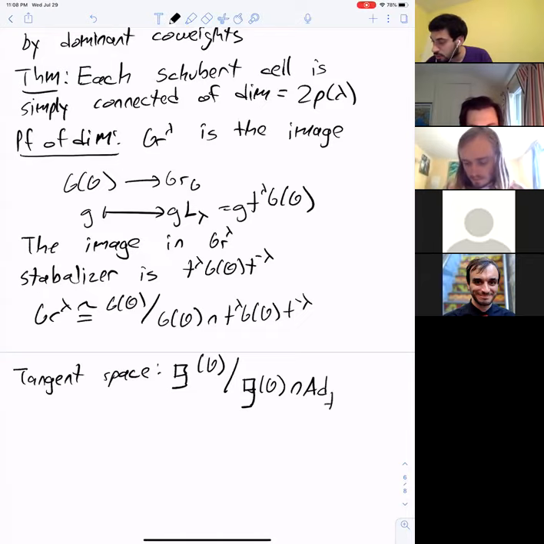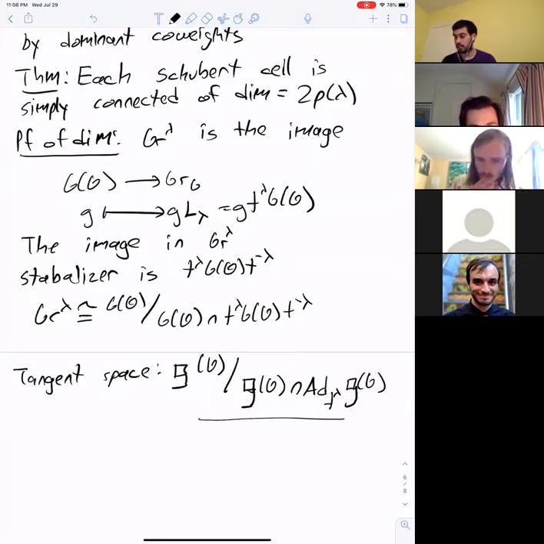Okay. But anyway, we look at a tangent space, and that's the same thing, except we switch all the Lie groups with Lie algebras. And now we want to compute the dimension of this. So how are we going to do that? Essentially, it all comes down to computing the adjoint action of this T lambda on the Lie algebra g(O). We know for sure that the adjoint action is going to respect the root decomposition. We also know that the adjoint action is going to act by the identity on the Cartan. So that part we don't need to worry about.